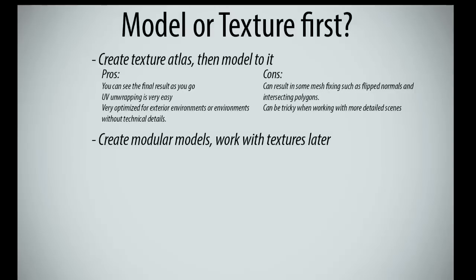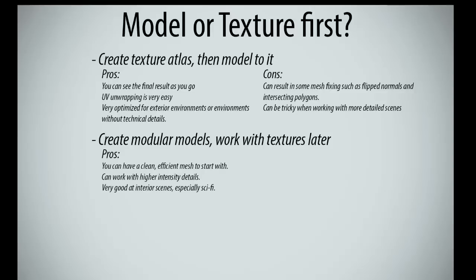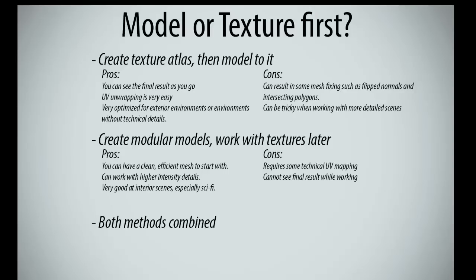So the second method, create modular models and work with textures later. This one, you can have a clean, efficient mesh to start with. You can work with higher intensity details, and it's very good at interior scenes, especially sci-fi. Now the cons are that it does require some technical UV mapping, and you cannot see the final result while working. Now how about both?